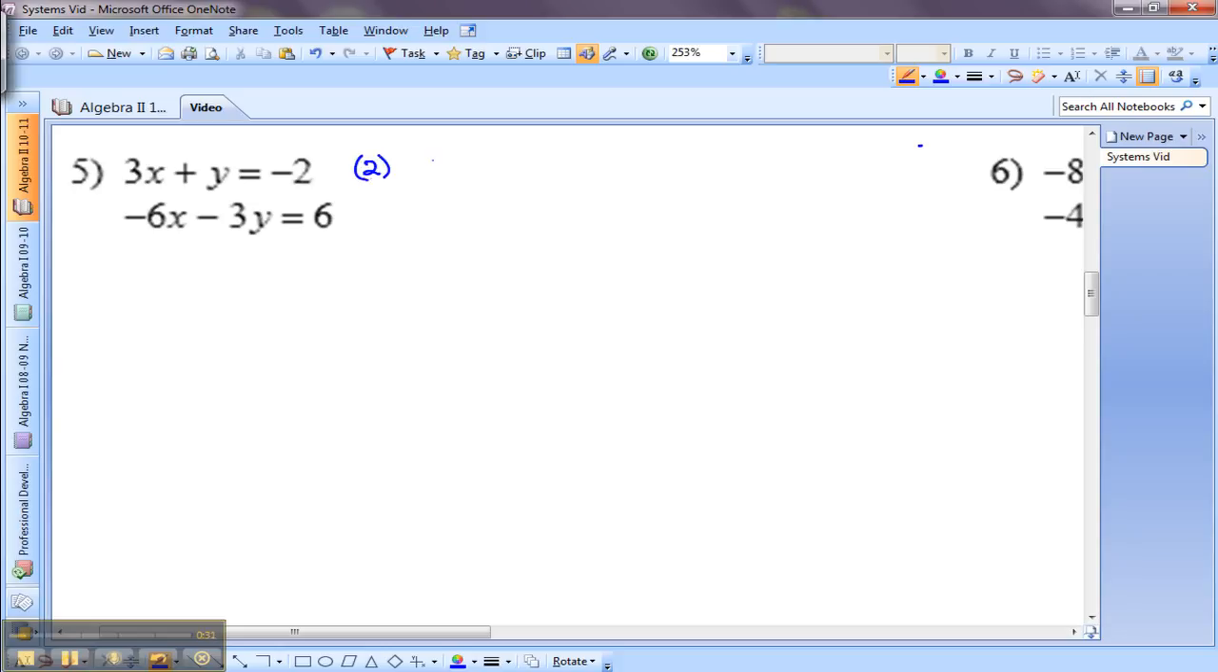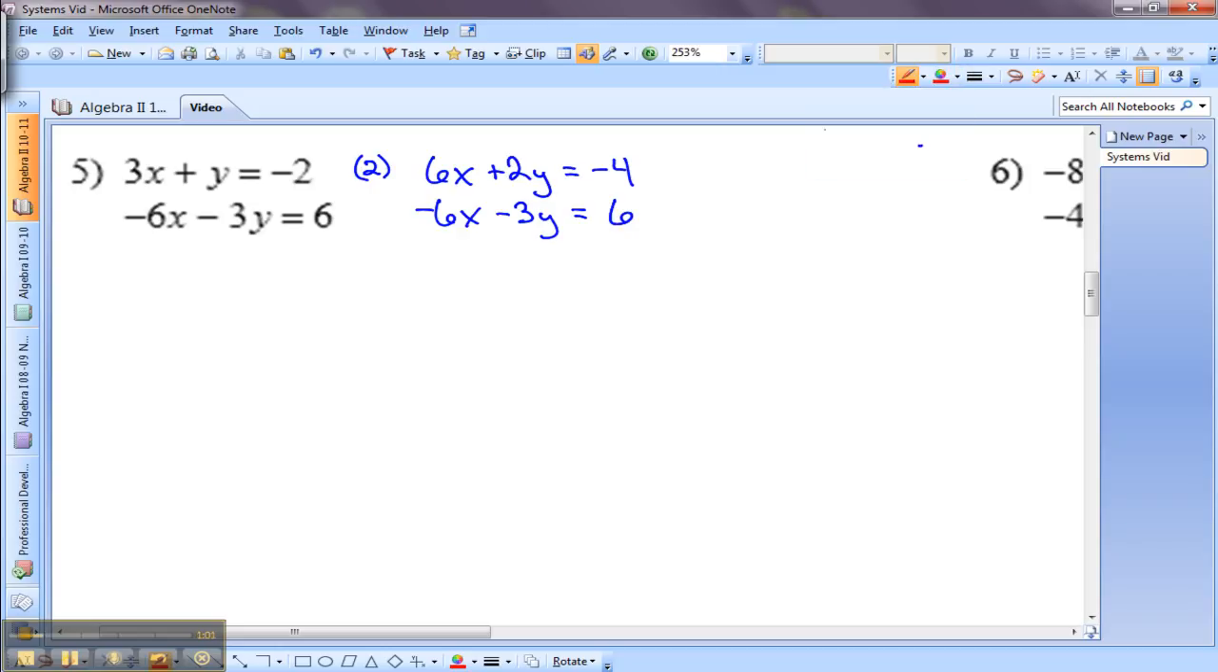When we do that, I get 6x plus 2y equals negative 4. Make sure that when you are multiplying an equation by a number, you are multiplying each of the terms. The second equation can stay the same. Negative 6x minus 3y equals 6.